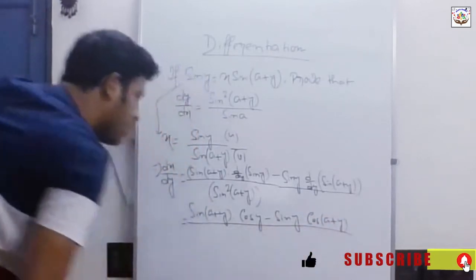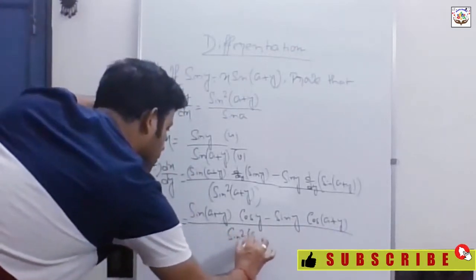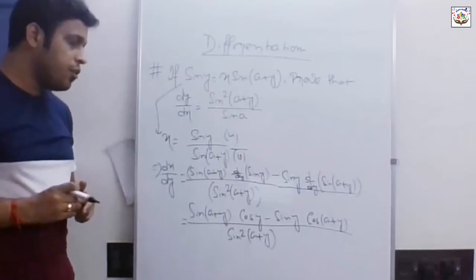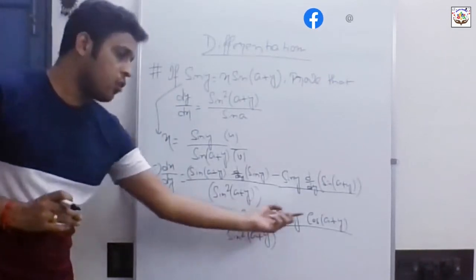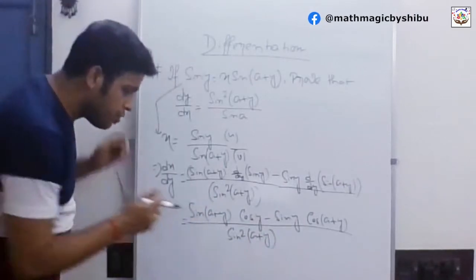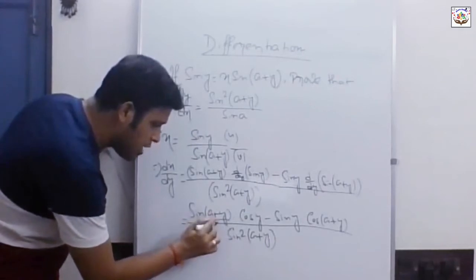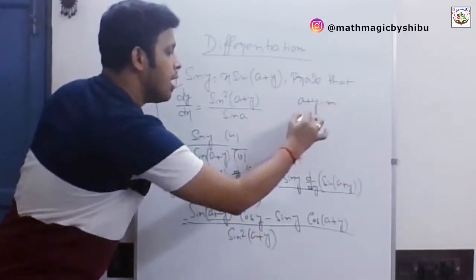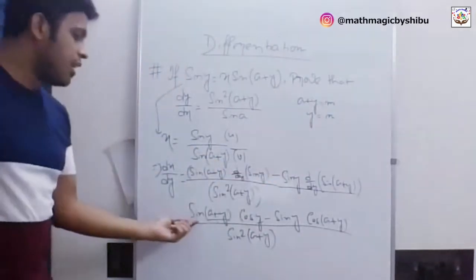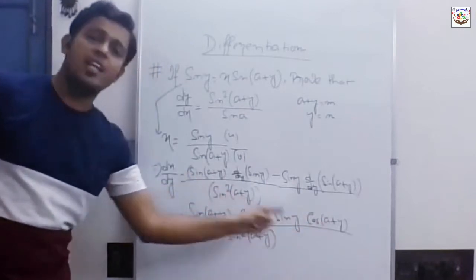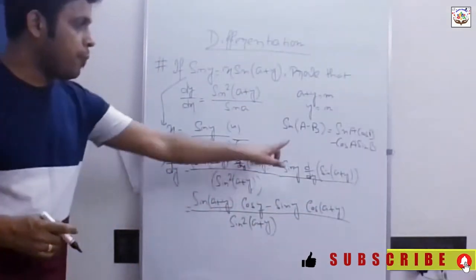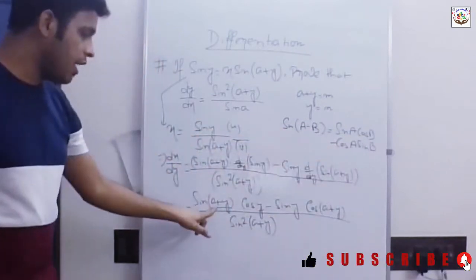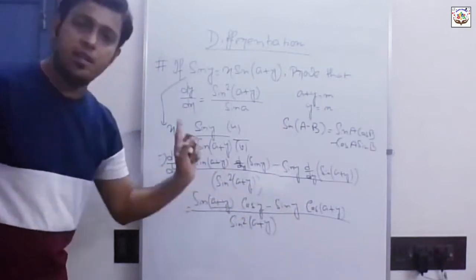Now, if you have done a bit of trigonometry in your secondary or higher secondary standard, then one formula you should remember: sin A cos B minus cos A sin B. Suppose you assume a plus y as A and y as B. Then sin A cos B minus cos A sin B is the formula. If we apply this formula here, you can compare that it is sin A cos B minus cos A sin B, so we can apply this formula.